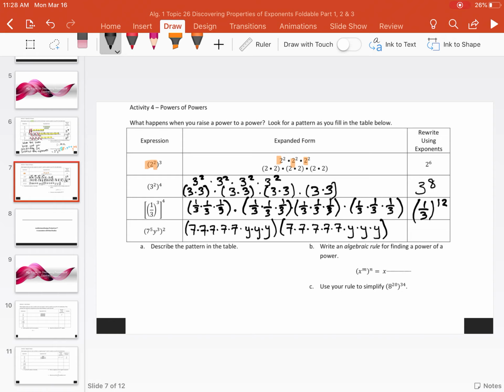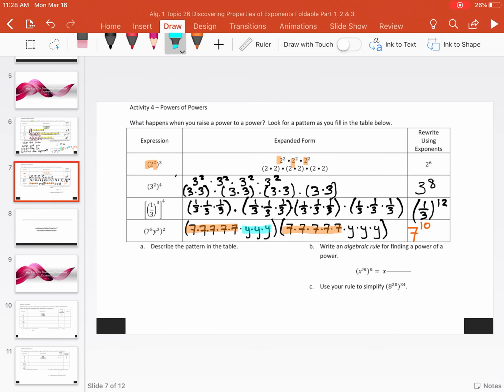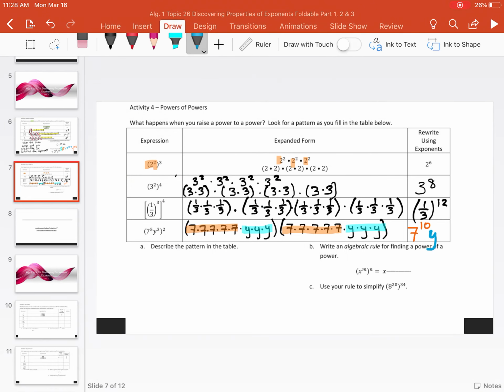So how many 7's are we multiplying here? Well, all of these 7's, that's 5 there, and 5 here. So we're going to end up with 7 to the 10th. And how many y's do we count? Well, there's 3 here that we're multiplying, and 3 here. So we're dealing with y to the 6th.